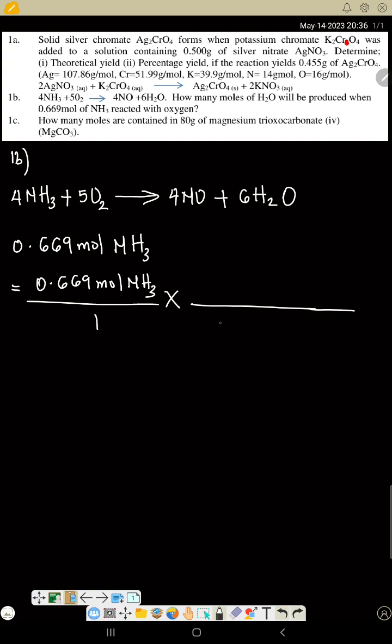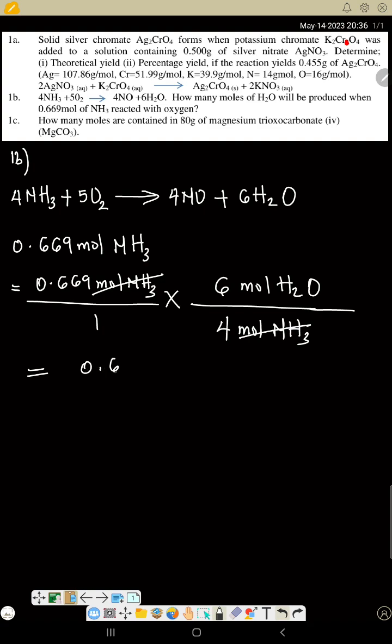So moles of ammonia will be under, so 4 moles of ammonia, so it's under so that it can cancel out. So mole of ammonia will cancel mole of ammonia. So 4 moles of ammonia will give 6 moles of water. We have solved it like that, because what we need is mole of water. So moles of ammonia to moles of water.